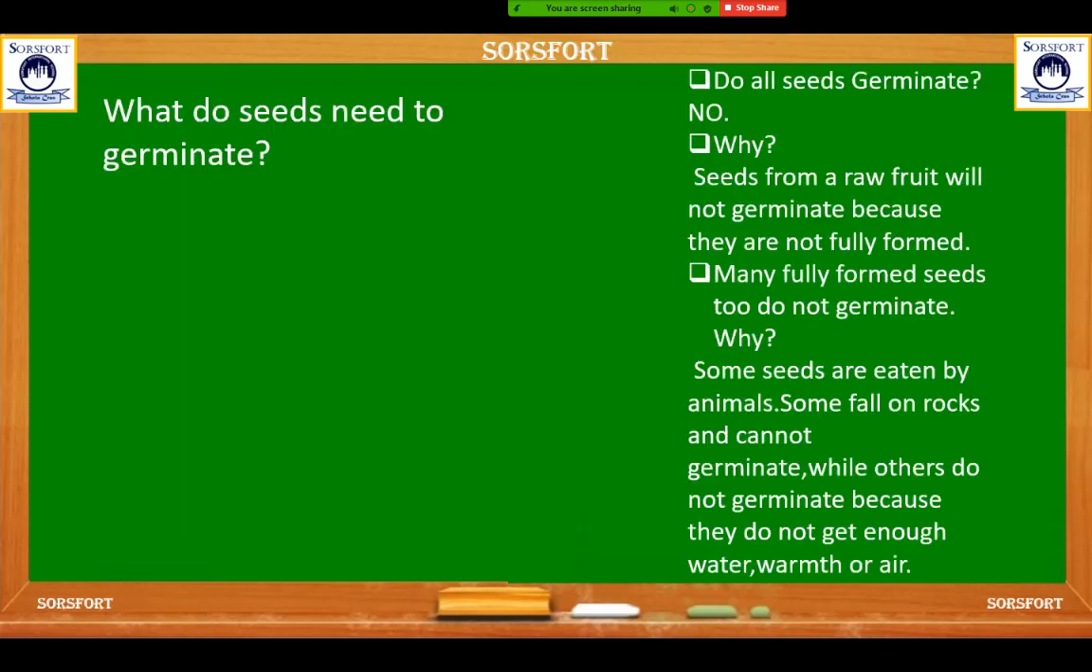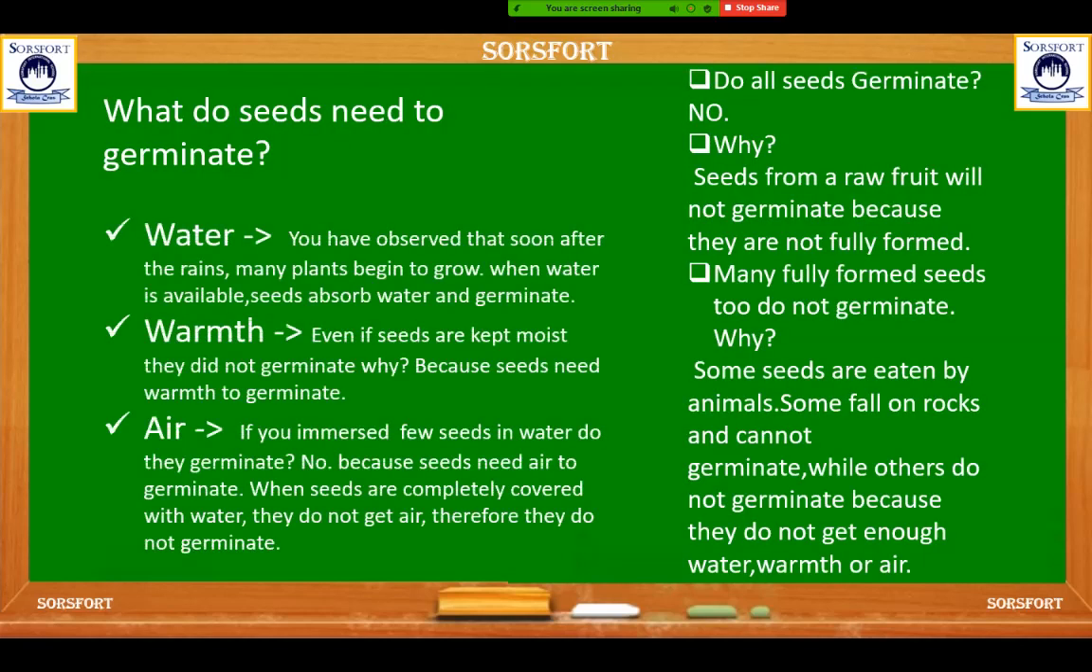Then come to what do seeds need to germinate? In the previous slide I told you that air, water, warmth, and nutrients are all important things that a seed needs to grow. Let us come to water first. You have observed that soon after the rains, many plants begin to grow. When water is available, seeds absorb water and germinate.